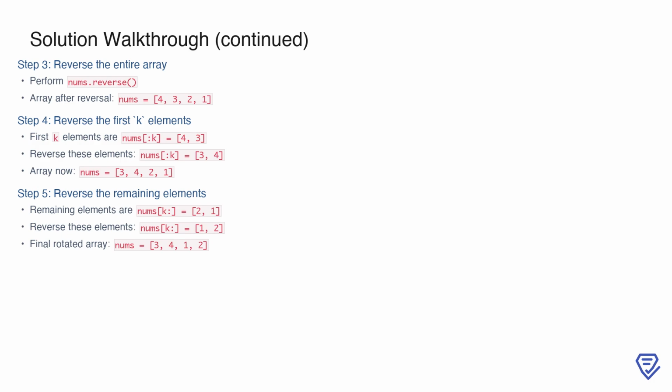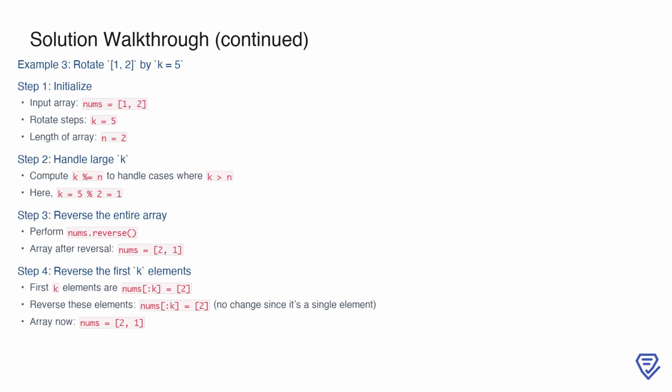Finally, we reverse the remaining elements, which are 2, 1. Reversing these gives 1, 2, and the final rotated array becomes 3, 4, 1, 2. Now, let's examine the case where the input array is 1, 2, and k equals 5.